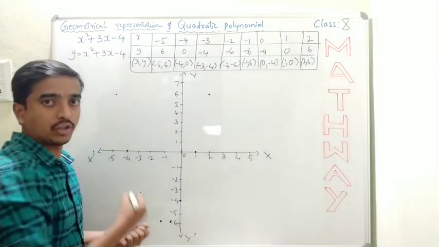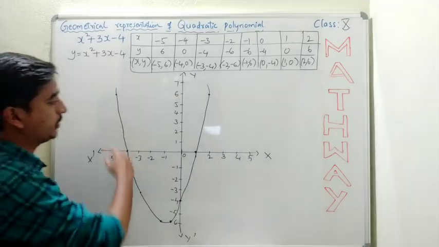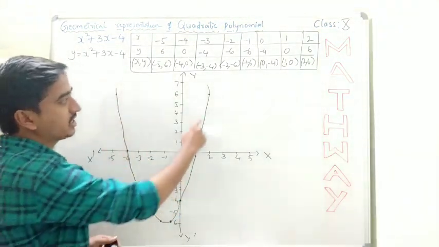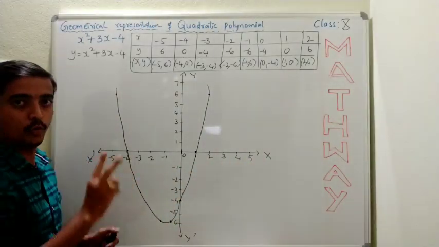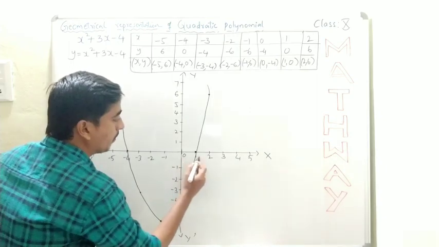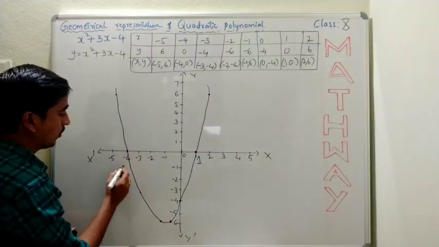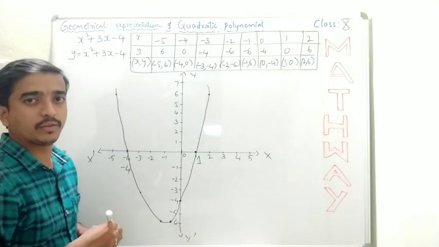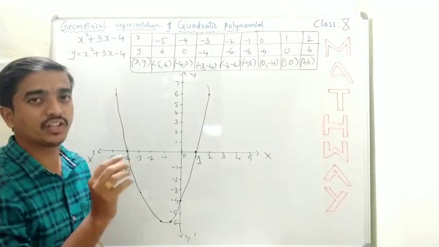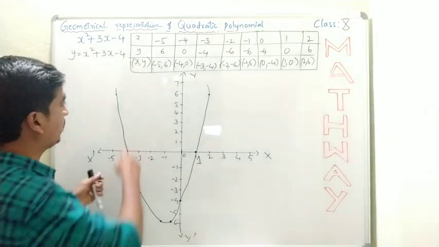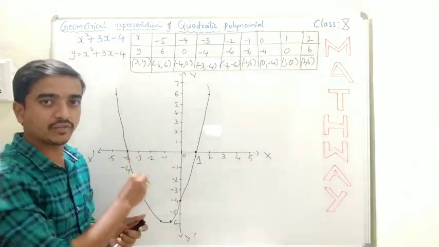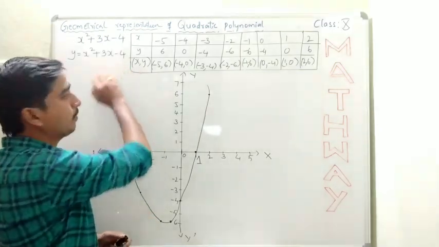Now join all these points. By joining these points, we can observe that the graph is intersecting the x-axis at 2 points, that is at minus 4 and 1. The points at which the graph intersects the x-axis are the zeros of the polynomial. So minus 4 and 1 are the zeros of the given polynomial.